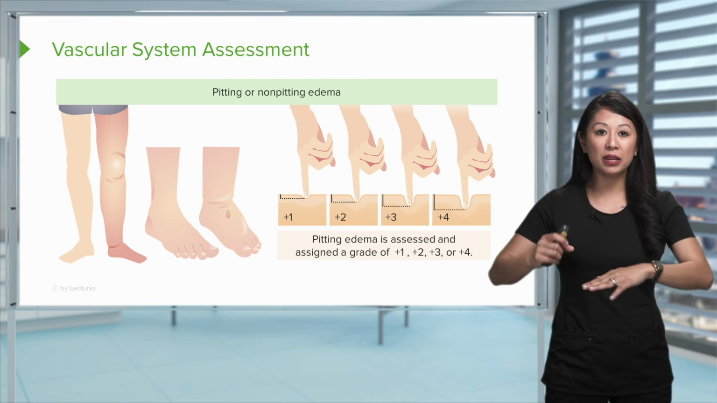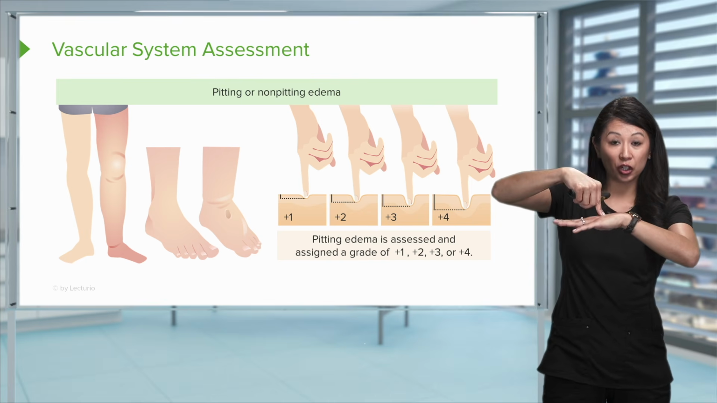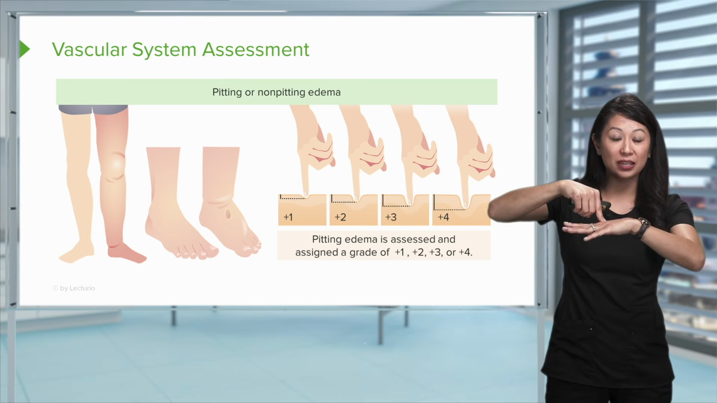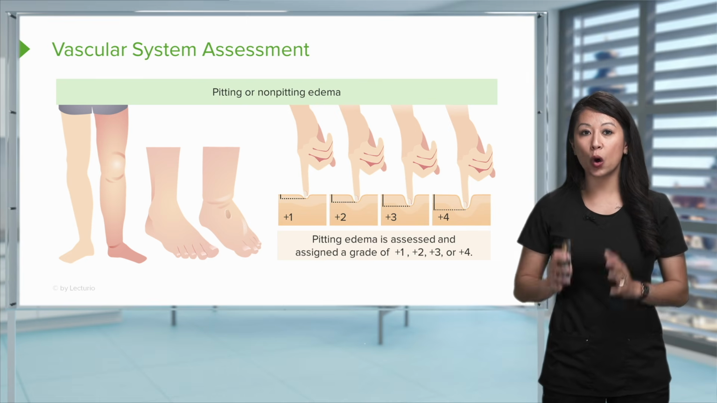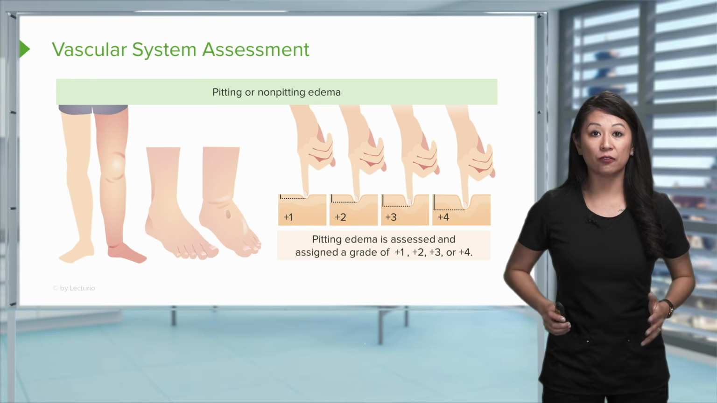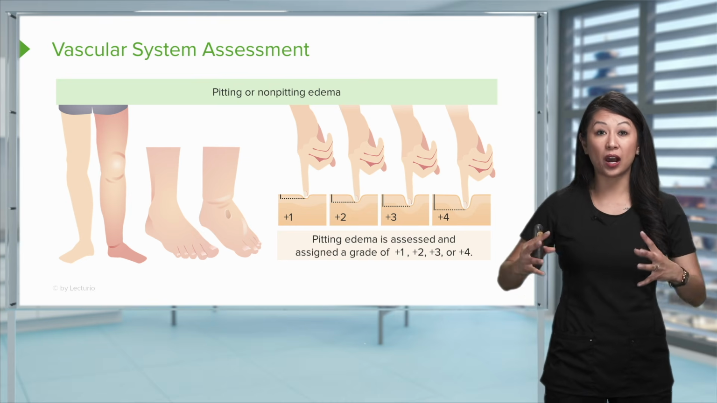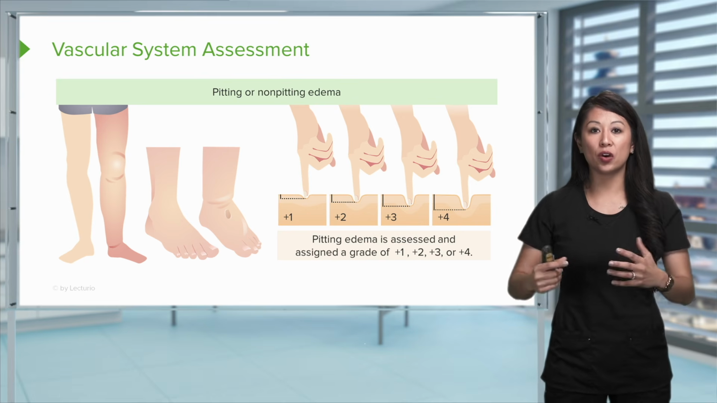So again, remember, we only grade pitting edema because you can push on it and make that pit like you see in the image. We're going to count and then see what we grade that, and that is only on pitting edema. Now, other edema can be caused, again, from things like DVTs where it's red, hot, and swollen. This is called non-pitting, and you can't push down on that type of edema.